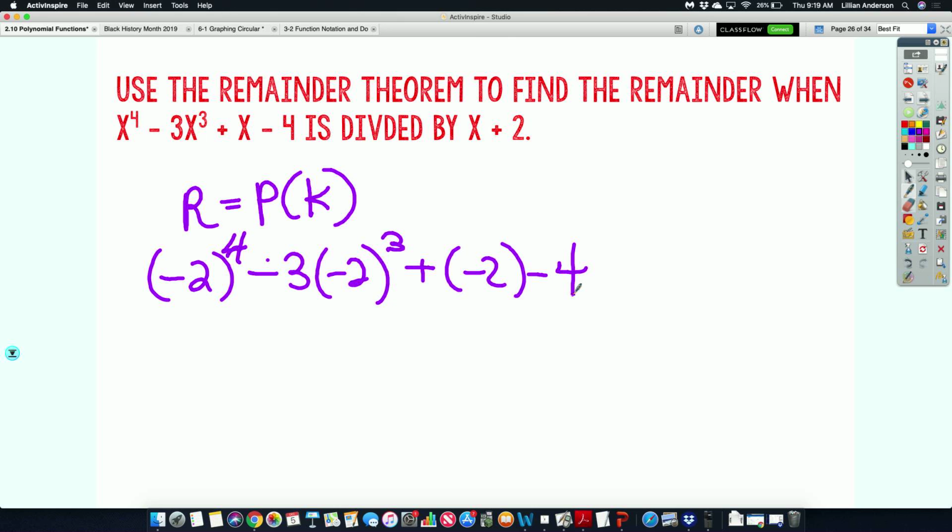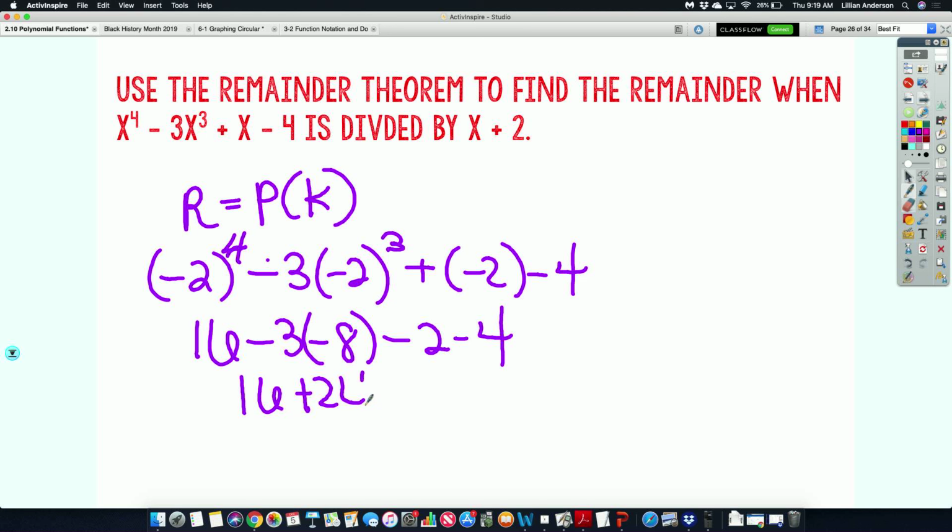What's 2 to the fourth power? What's 2 to the third power? Negative 3 times 8. So I have 16 minus 24 plus 2 minus 4, just combining a few things as I go. What's my remainder? Simple as that. Okay. Easy problem.